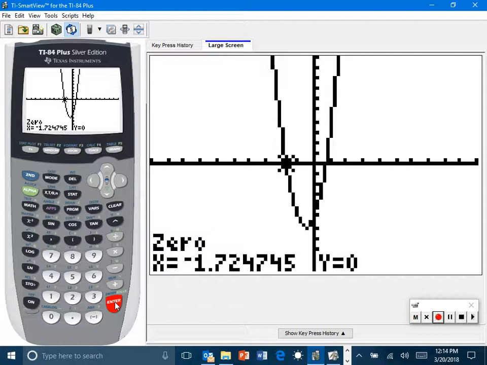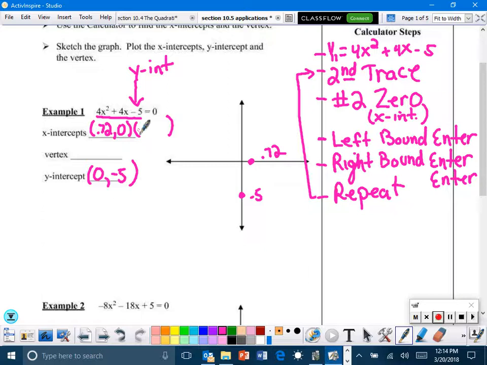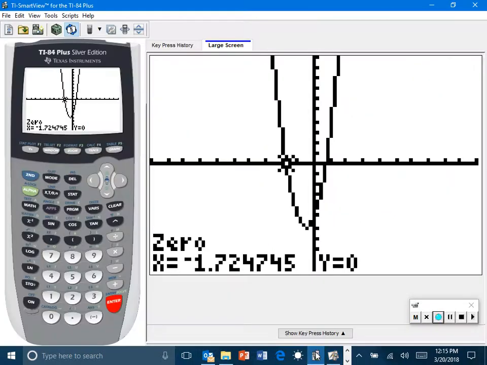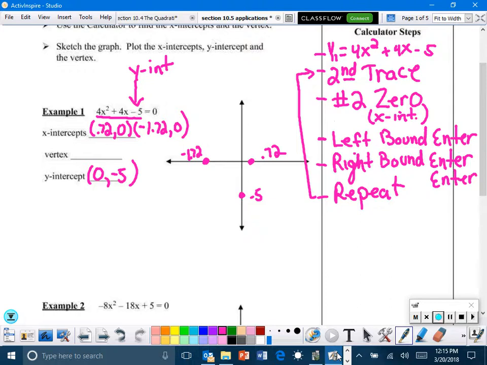So again, I see a 0 for y, and my x-intercept is negative 1.72. So negative 1.72. All right, so I'm going to mark that right here, negative 1.72. Now, one more thing is the vertex. Okay, so the vertex. Go back here.